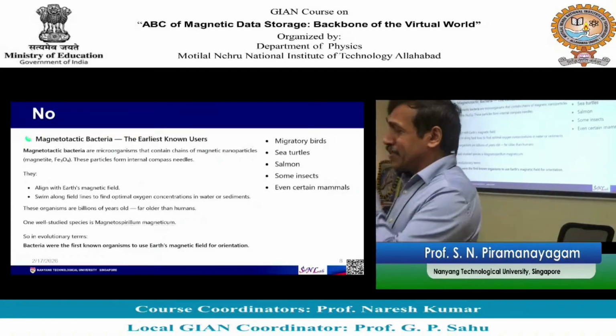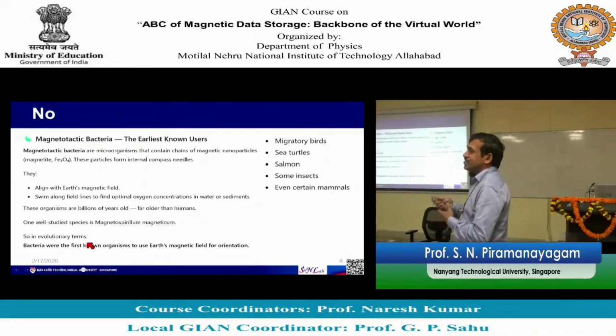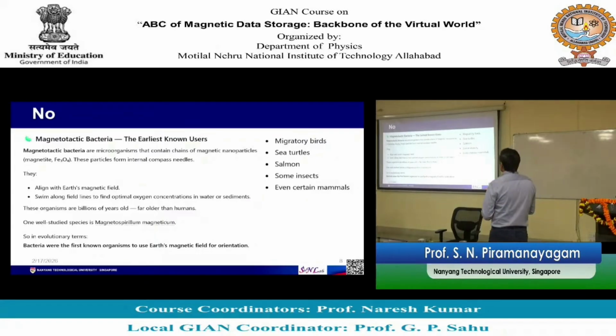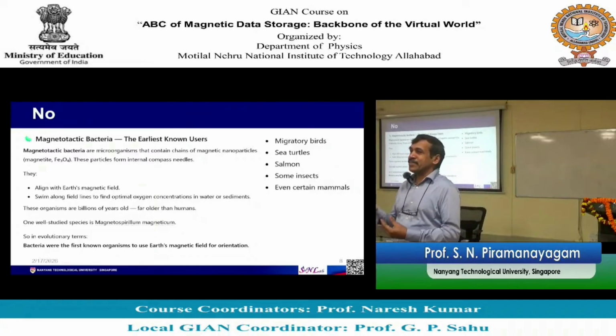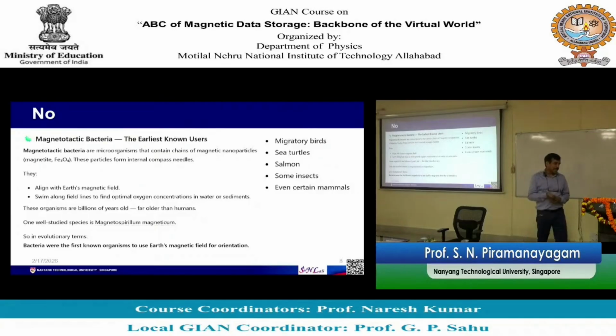Even if you include microorganisms, birds, and so on, bacteria were the first organisms that used magnetic field for navigation. Then migratory birds, sea turtles, insects, they all used magnetic field for navigation. So humans are not the first to use magnetic field for navigation. All these living organisms, bacteria are much older than humans, right? So they use magnetic field for navigation. So we are not the first.